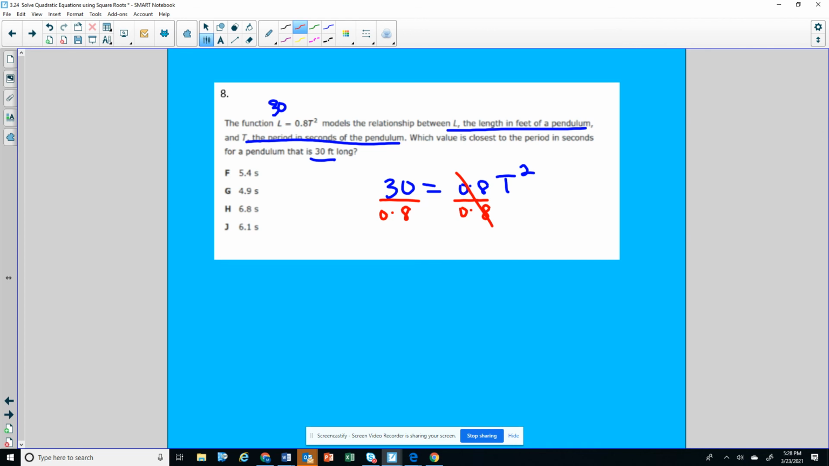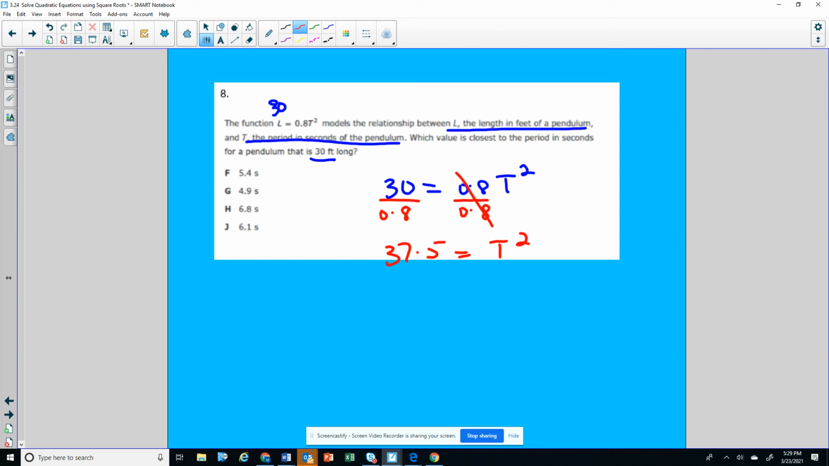let's see, new document. Give me a second, guys. Let me do this real quick. Calculator, enter, and 30 divided by 0.8, and that is 37.5. So 37.5 is equal to T squared.